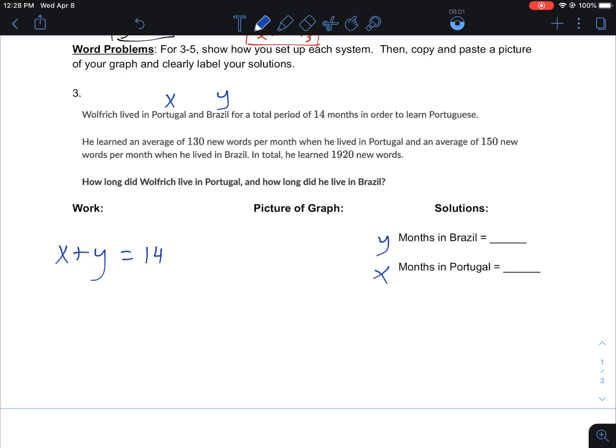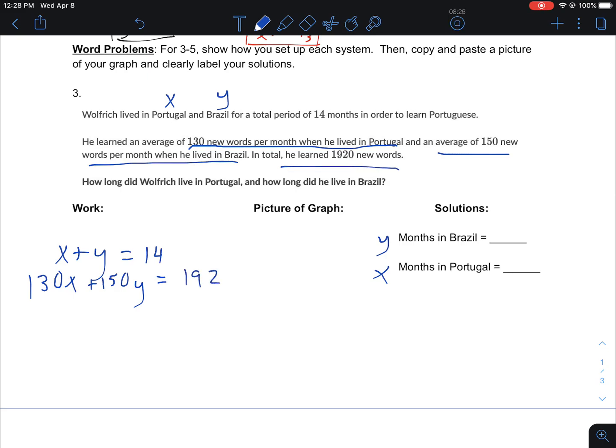So it says he learned 130 new words per month in Portugal. And since Portugal is representing X in this case, I would write 130X. Then it says he learned an average of 150 new words per month in Brazil. So that would be plus 150Y. And lastly, we have to have total words, and that's 1,920.